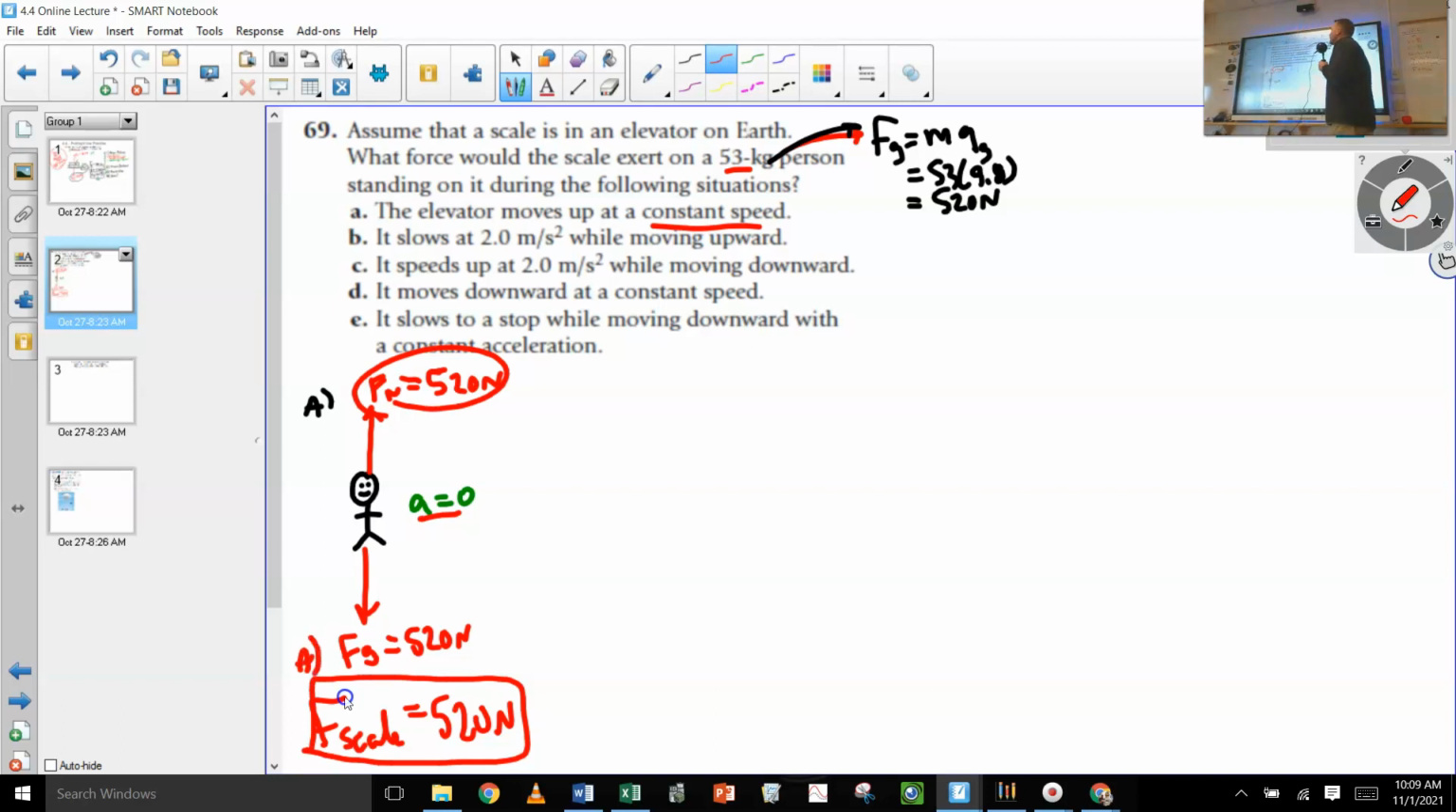Part A. Part B, it's slowing down. So I'm going to take my same person, and I have gravity here as well. But this time, it says that it is slowing down while moving up. So if I'm moving this direction, but I'm slowing down, that means that my acceleration is in that direction. So I'm accelerating in the downward direction. And that tells me that this normal force has to be smaller than gravity. That's the only way I can accelerate in the downward direction.